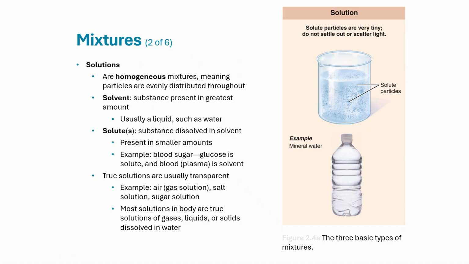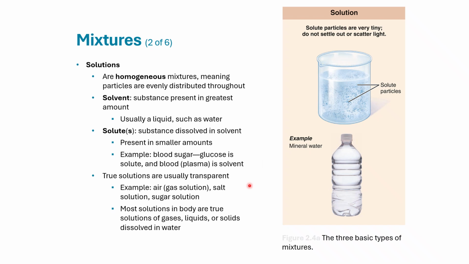All right. Solutions. These are homogeneous mixtures, meaning the particles are evenly distributed throughout, so you won't see little specks of anything. The solvent is the greatest amount in there. So the solvent is usually water. That's called the universal solvent. The solute is whatever substance is dissolved in the solvent. It's present in very small amounts. Example of that would be blood sugar. Glucose is the solute, and blood plasma is the solvent.